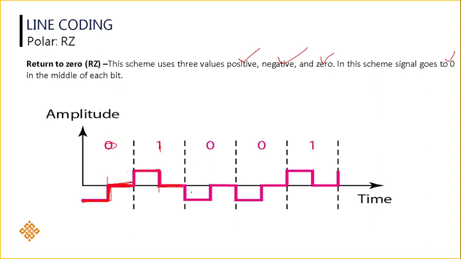Hope you understood. Now again you see 0. So 50% negative cycle and 50% 0 voltage. And again 0, 50% negative cycle, 50% 0 voltage. And 1, 50% positive cycle and 50% 0 voltage. So whenever there is a 0, then 50% negative cycle and 50% 0 voltage. Whenever there is a 1, 50% positive voltage and 50% 0 voltage. This is what we call polar return to zero.